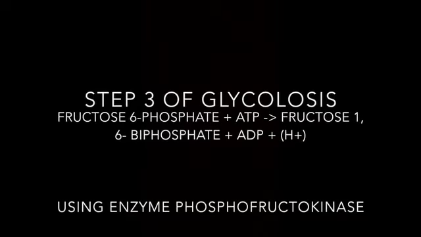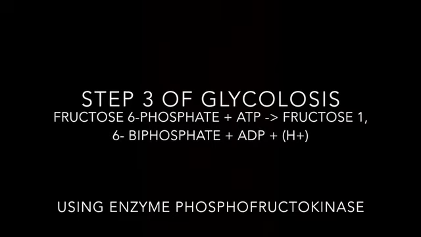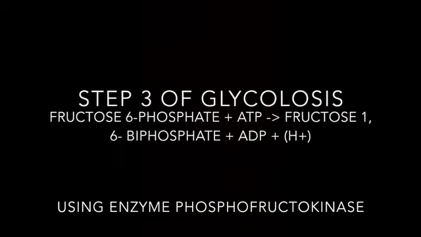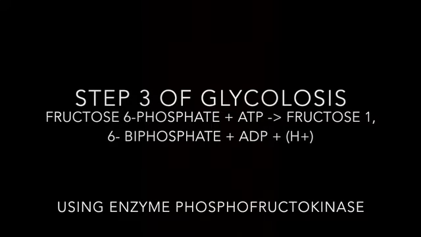The second irreversible step is step 3, where fructose 6-phosphate and ATP are catalyzed by an enzyme called phosphofructokinase to produce fructose 1,6-bisphosphate along with ADP and H+.